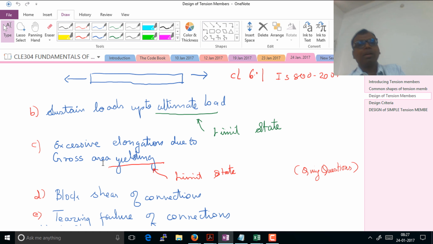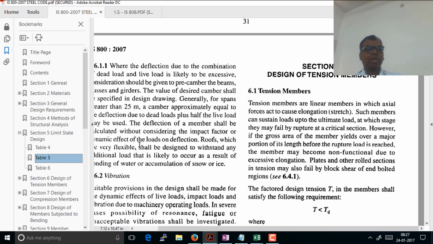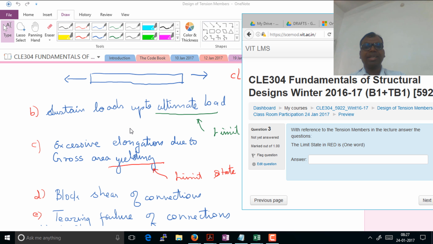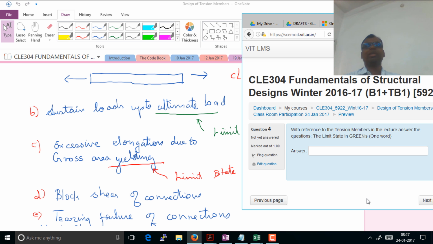Okay, so now there is a question. Look, there are two limit states. One is in green, one is in red. You have to use one word to identify which is the red color limit state. Okay, and the next question is what is the limit state which is marked by green? Only one word should be used.